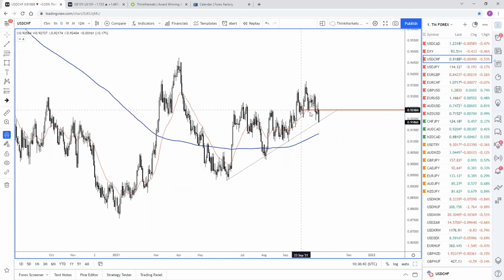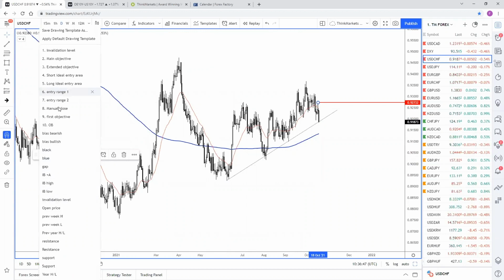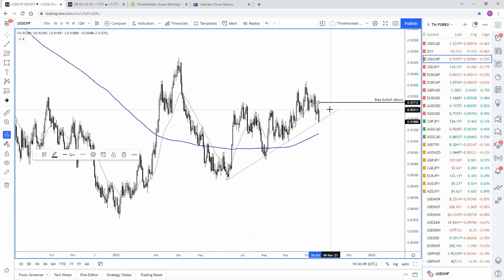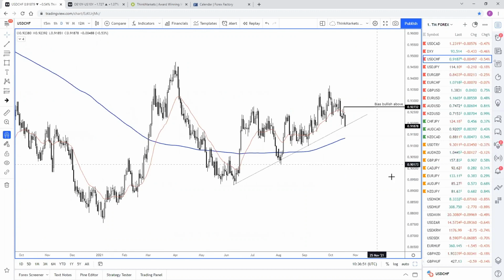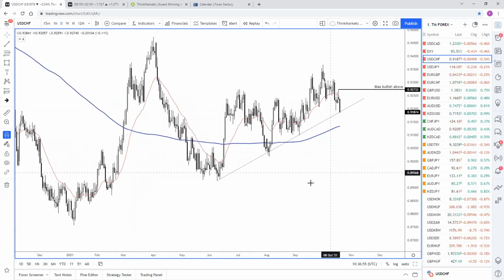In any case, we want to see a confirmed bullish signal. So I would wait for the market to create a higher high before looking to go long or looking for bullish setups on the dollar Swiss.